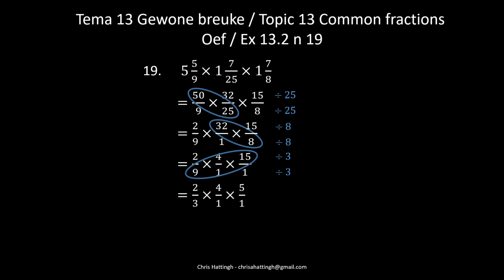You cannot simplify any further, so you're going to multiply the 2 by the 4 by the 5, and the 3 times 1 times 1. Then you'll sit with 40 over 3, and you just need to convert it back to a mixed number, which will be 13 and a third.